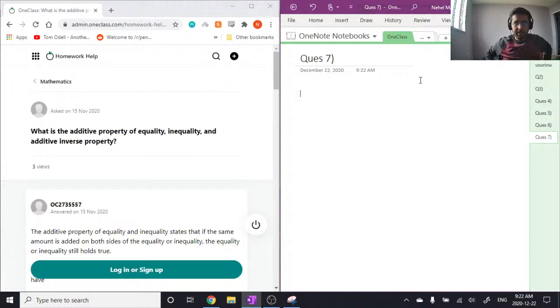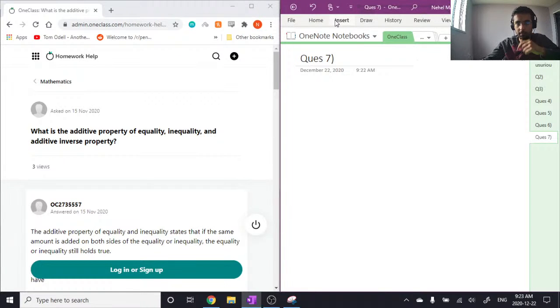What is the additive property of equality, inequality, and the additive inverse property? The additive property of equality states that if you have an equality, let's say 3 equals 3, if I add a number on either side, the equality still holds true.